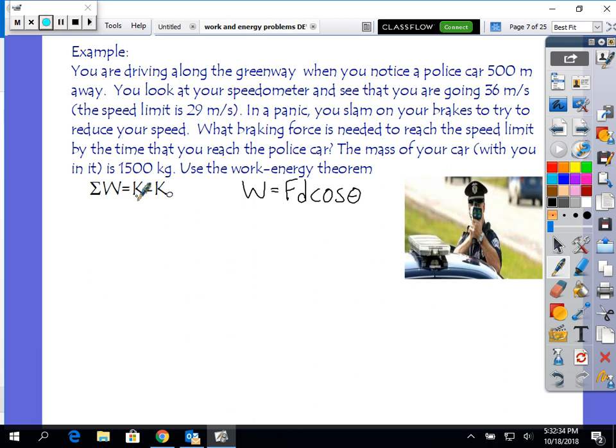So we're going to find K and K naught, take the difference, that'll give us the work. K naught is 1/2 m v naught squared. That's 1/2. Our mass is 1,500 kilograms times v naught is 36 meters per second squared. And if we plug that in, we get, oh, I didn't write it down here.